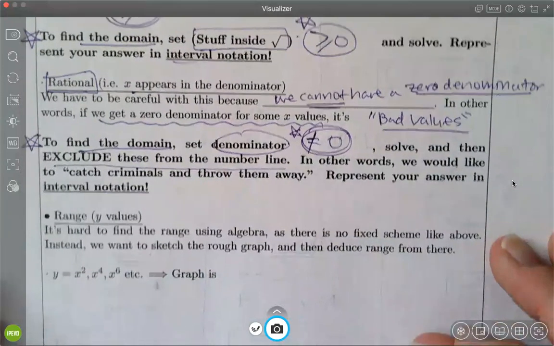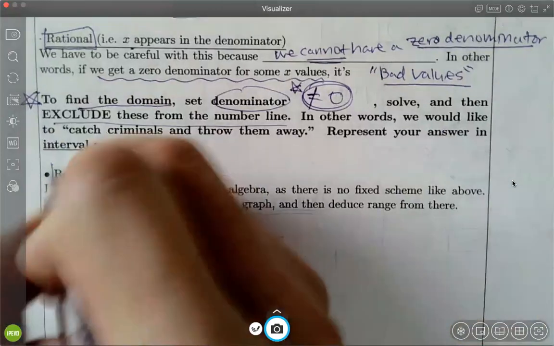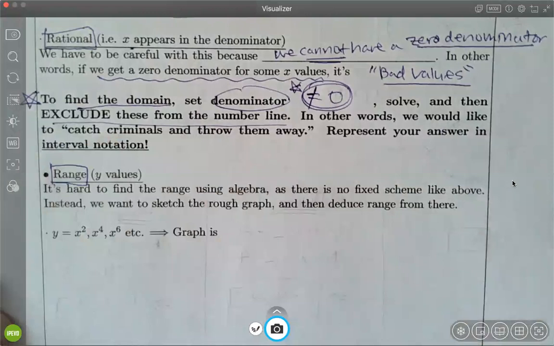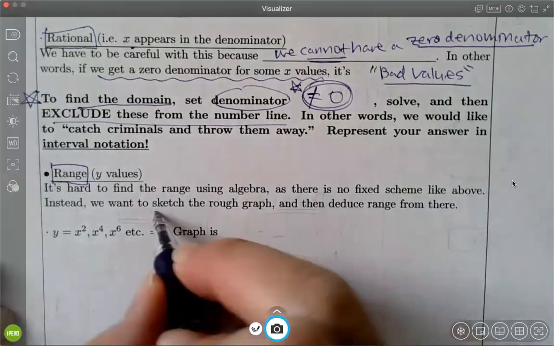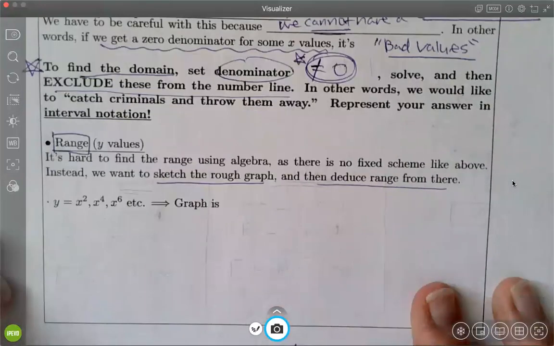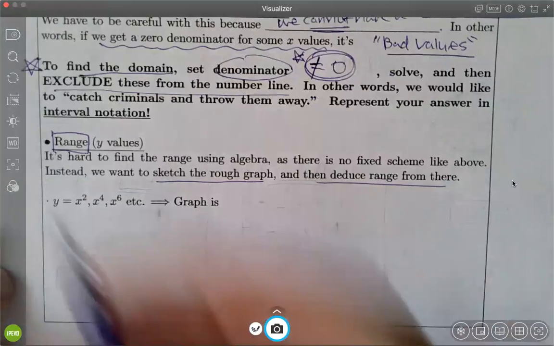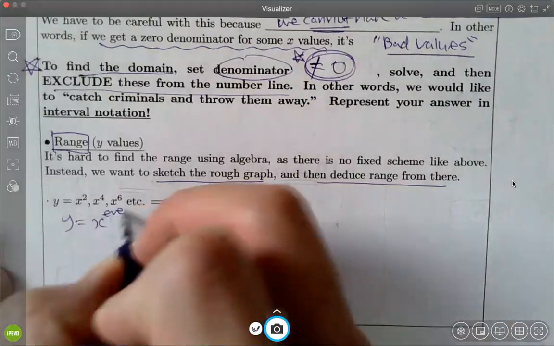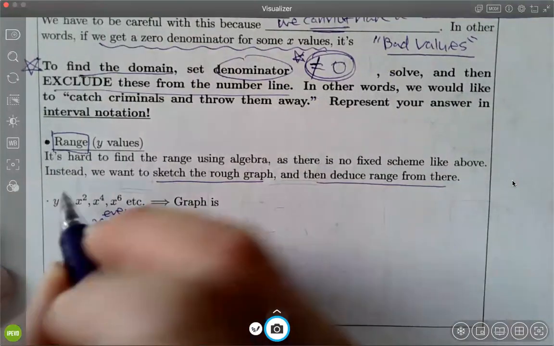Now let's look at the range briefly. The range is the y values, and it's tough to find the range algebraically. So we will sketch the rough graph and then find the range from there. Here is the first graph: y equals x to the even power. In particular, y equals x squared.